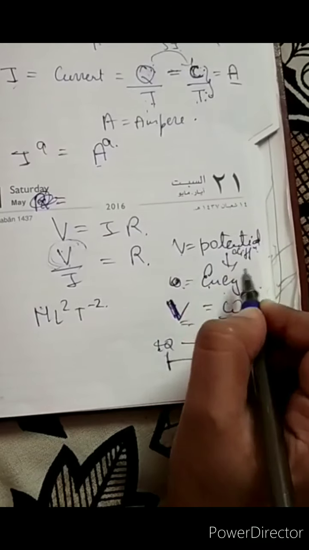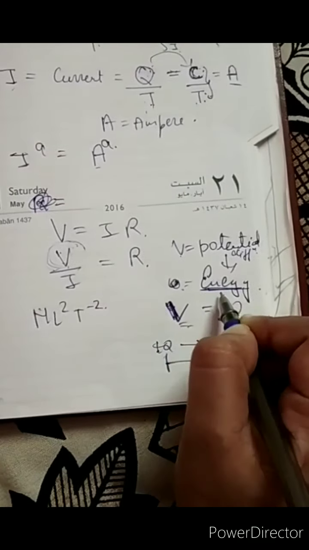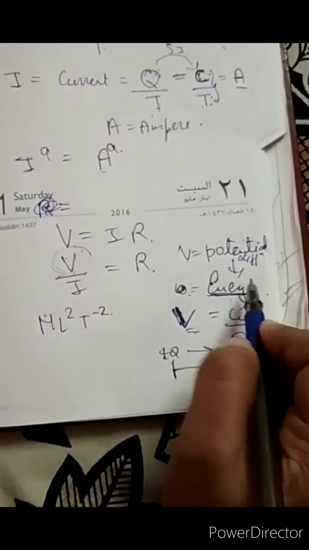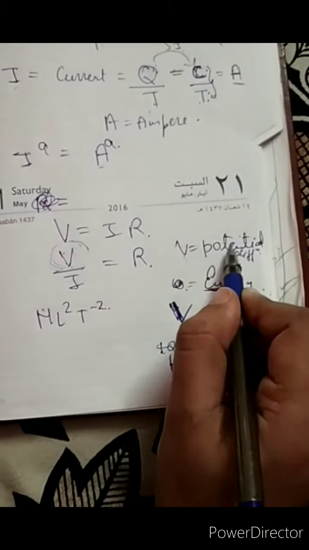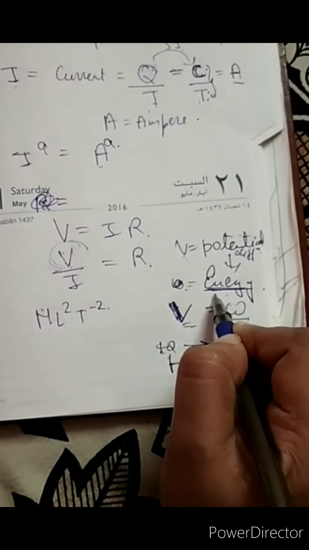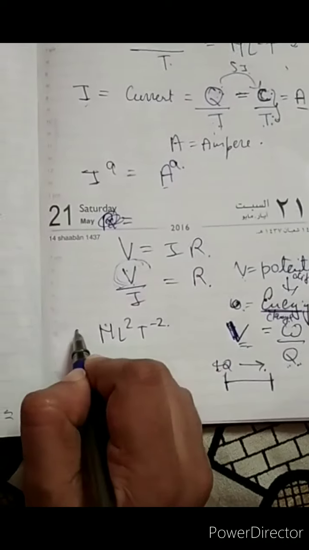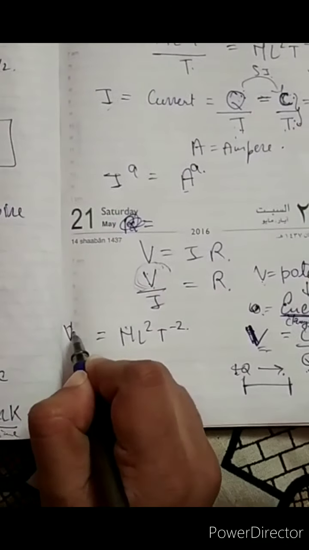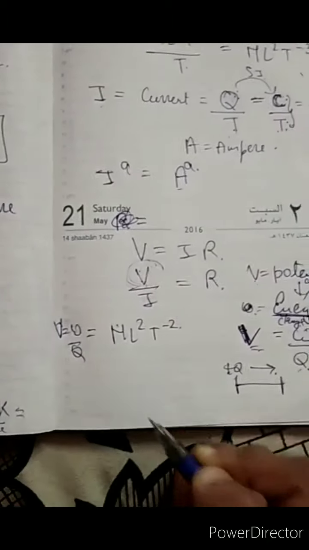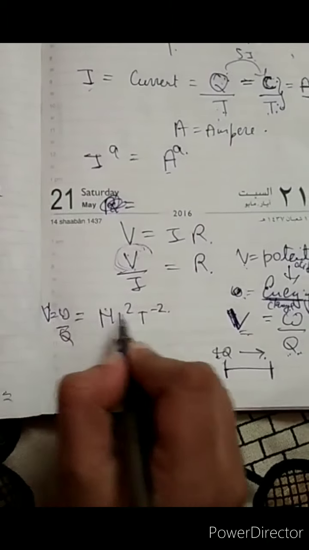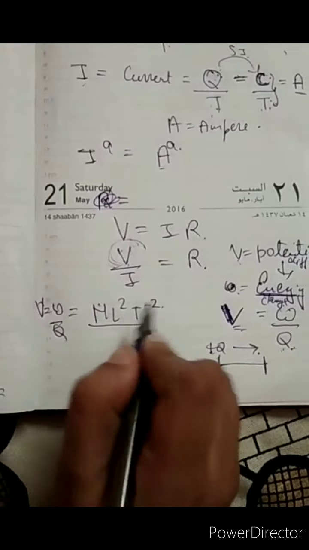V is potential difference. Potential difference means energy. So potential difference is energy per unit charge. Hope you can see energy per unit charge, so work done per unit charge. So here I can write V is equal to work done per unit charge. Correct? And work done has the MLT formula ML²T⁻².